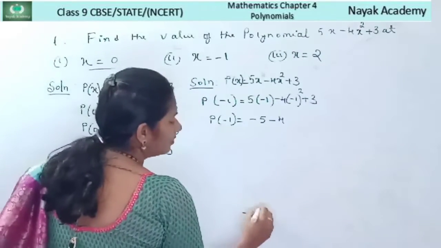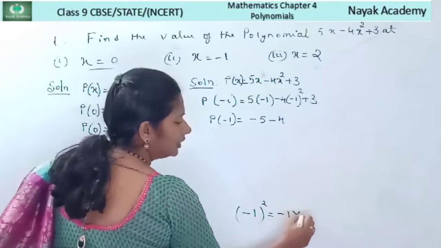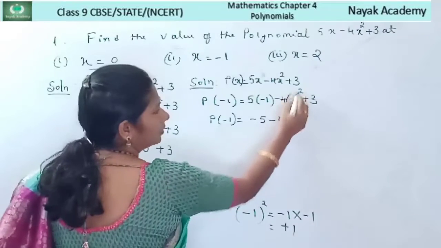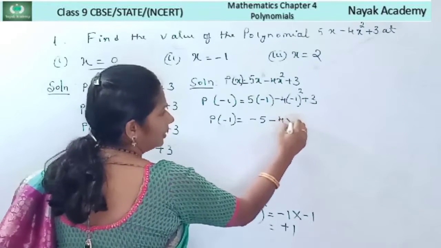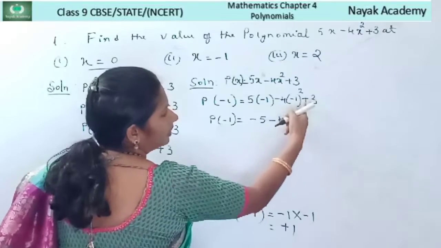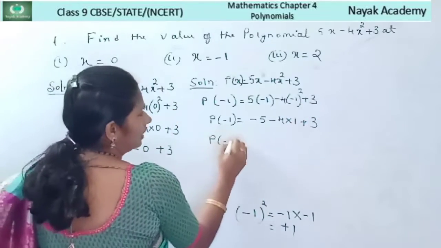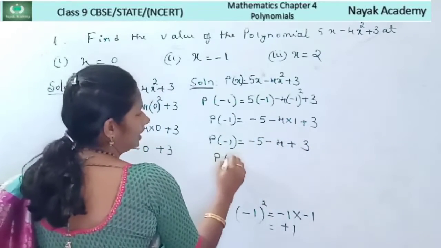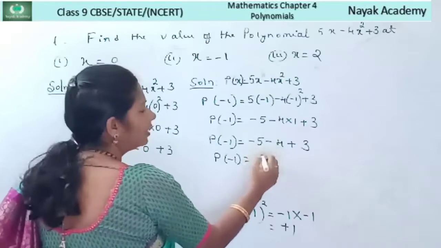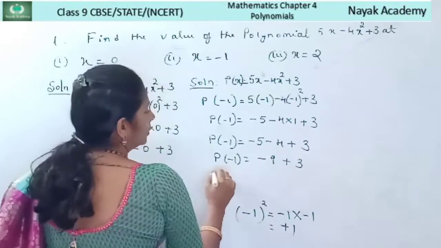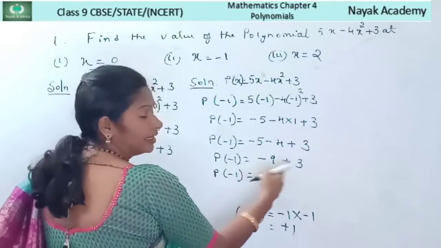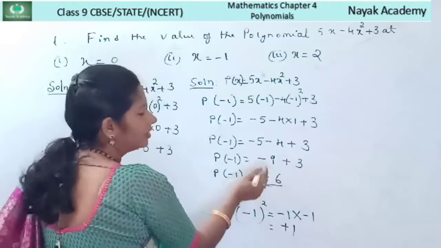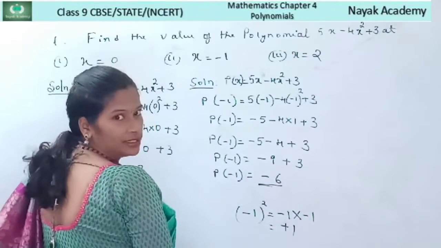So let me write here, children, minus 1 whole square is minus 1 into minus 1. So minus of minus becomes plus 1. So minus 1 whole square value is plus 1, plus 3. So p of minus 1 value is minus 5 minus 4 plus 3. So p of minus 1 equal to minus 5 minus 4, that is minus 9, plus 3. So p of minus 1 value is minus 9 plus 3, which is minus 6. If they are opposite sign, subtract, and the greater number's sign you should substitute, children.